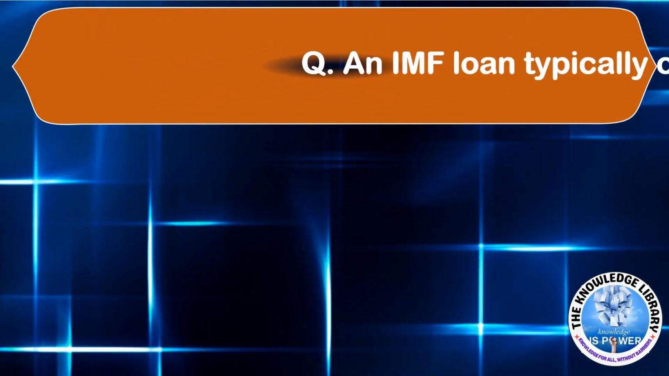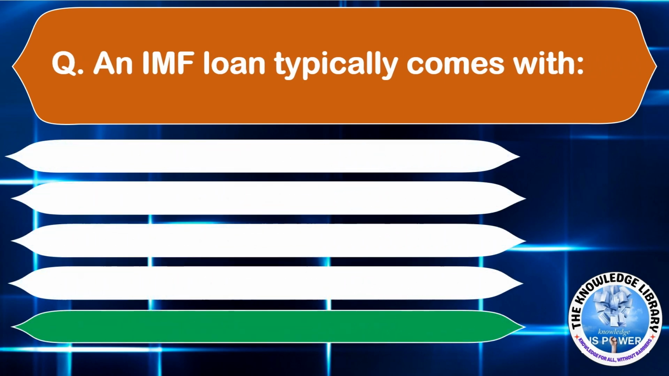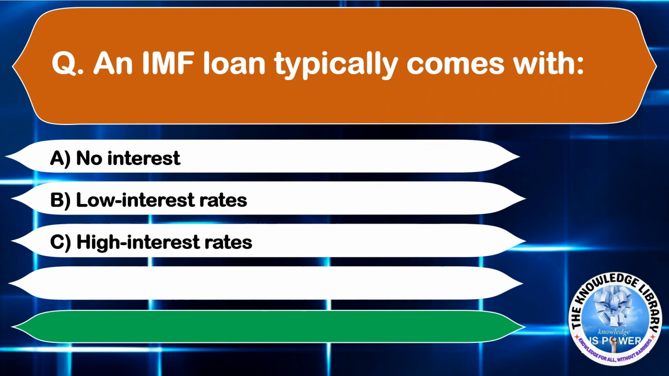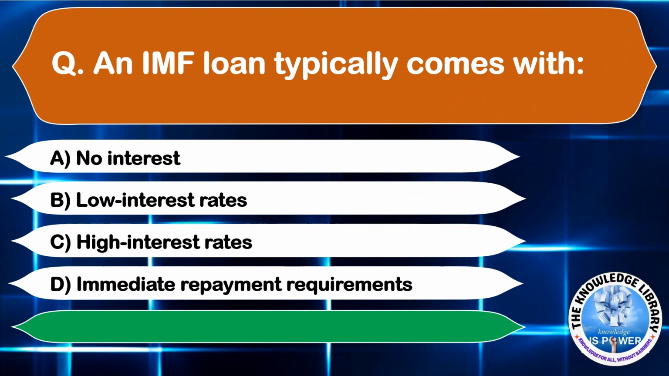Next question is, an IMF loan typically comes with option A, no interest, option B, low interest rates, option C, high interest rates, option D, immediate repayment requirements. Answer is option B, low interest rates.